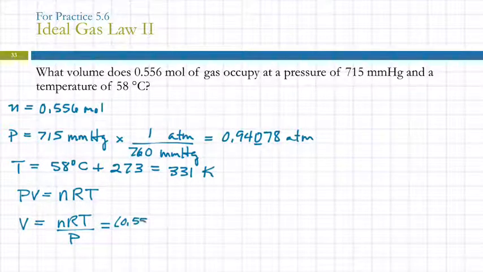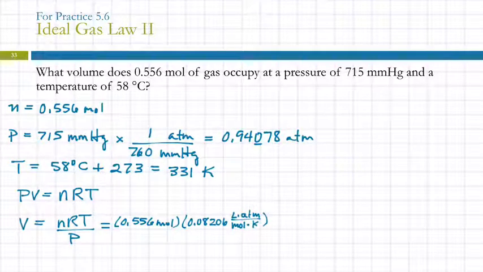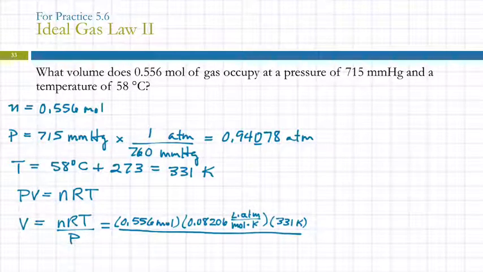So 0.556. Then we've got R, 0.08206 liter atmospheres per mole Kelvin. It's a constant. It's always the same. You know what it is because you memorized it. And the temperature, 331 Kelvin. I'm going to divide by pressure, 0.94078 atmospheres.